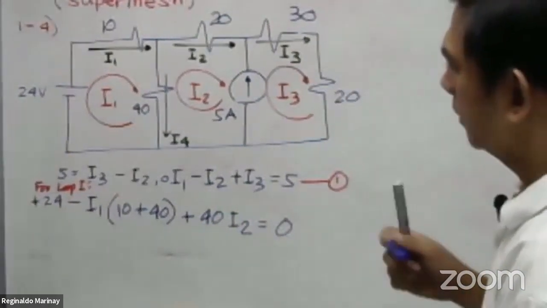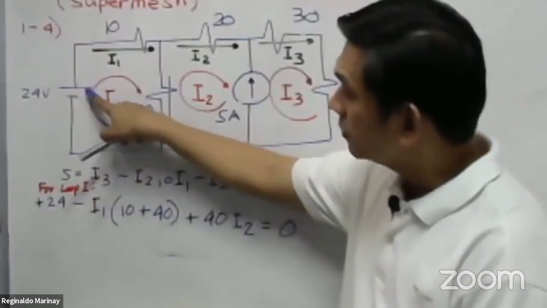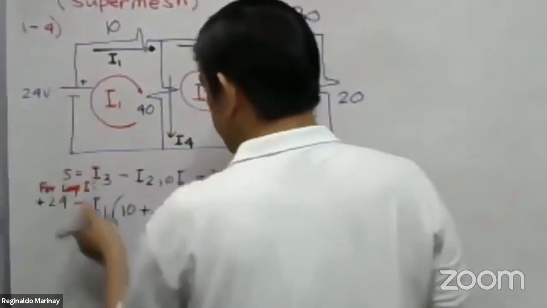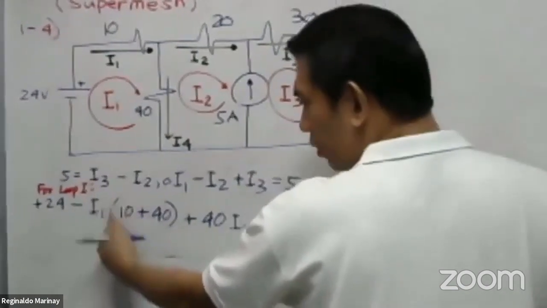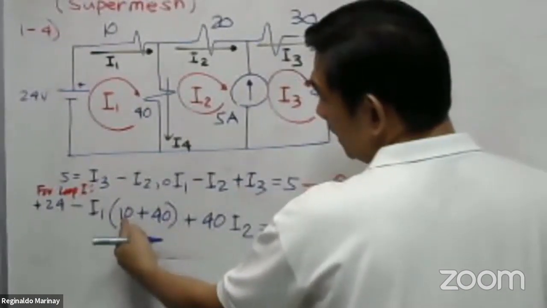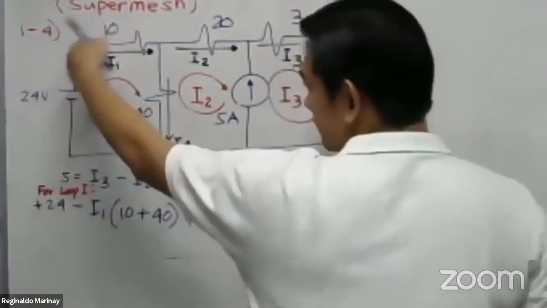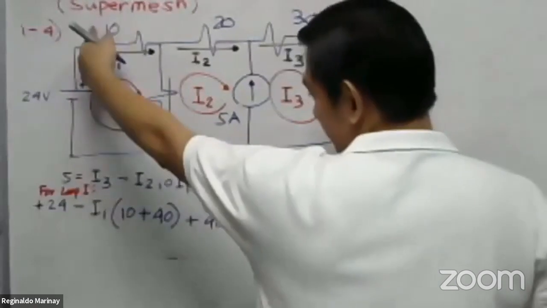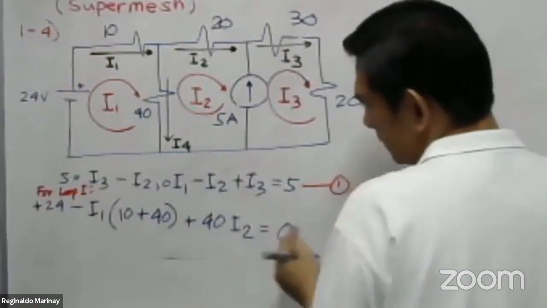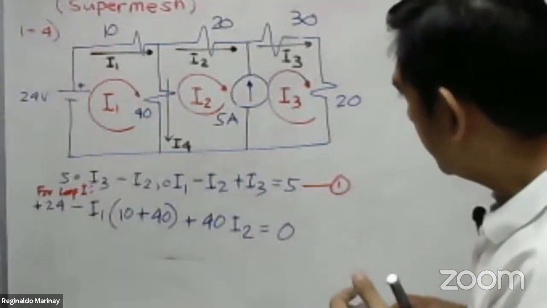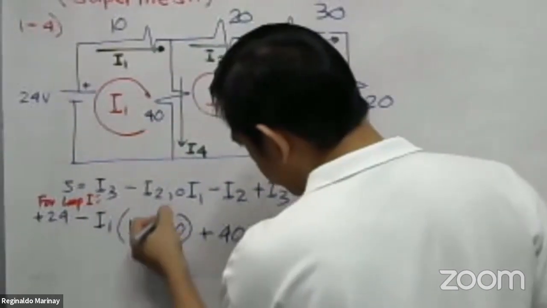Again, positive 24 because the circulating current lives on the positive terminal of the 24 volts. And then right away, make the circulating current negative I sub 1, multiplied by the loop resistances connected at this loop, which is 10 plus 40. Then plus 40 multiplied by I sub 2. So 10 plus 40, we have 50.